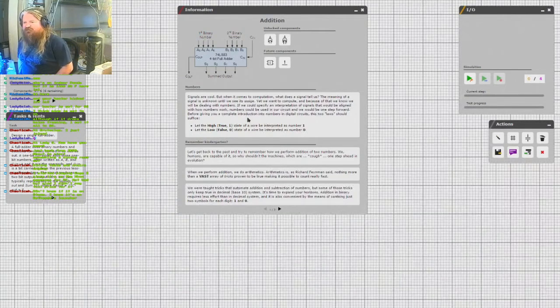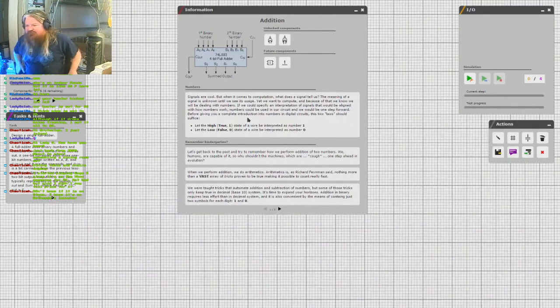Let's go back to the past and try to remember how we performed addition of 2 numbers. We humans are capable of it, so why shouldn't the machines, which are one step ahead in evolution? When we perform addition, we do arithmetics. Arithmetics is, as Richard Feynman said, nothing more than a vast array of tricks proven to be true, making it possible to count really fast. We were taught tricks to automate addition and subtraction of numbers, but some of those tricks only keep true in decimal base 10 systems.